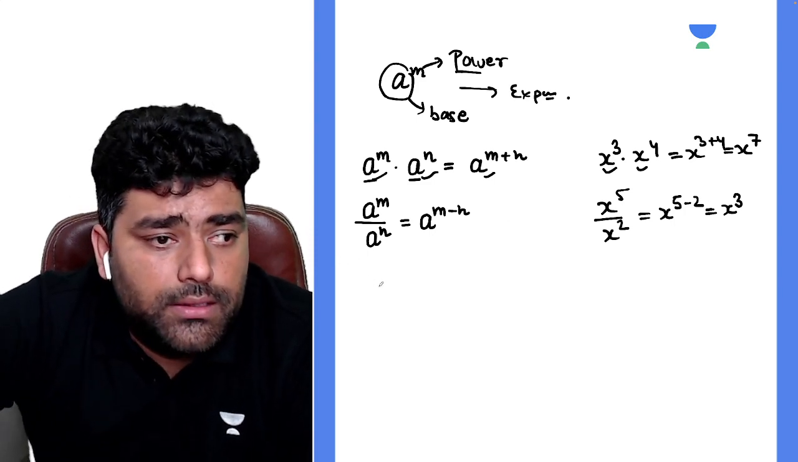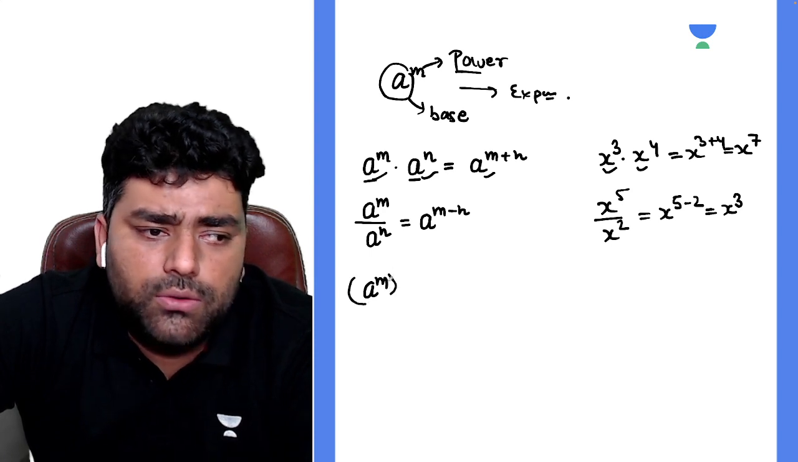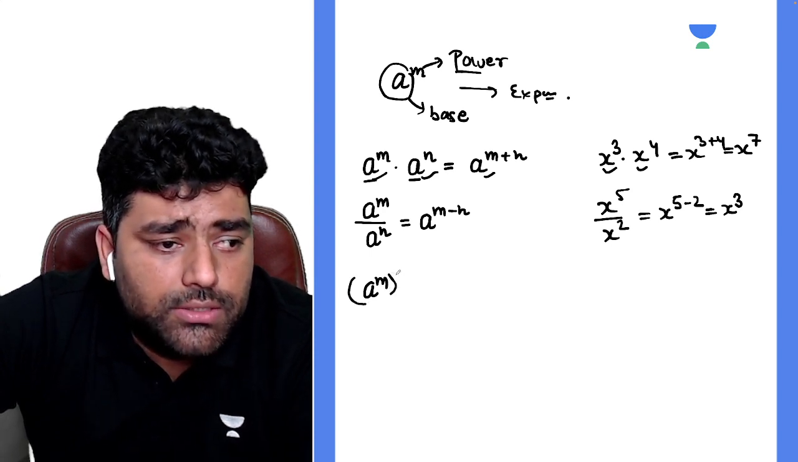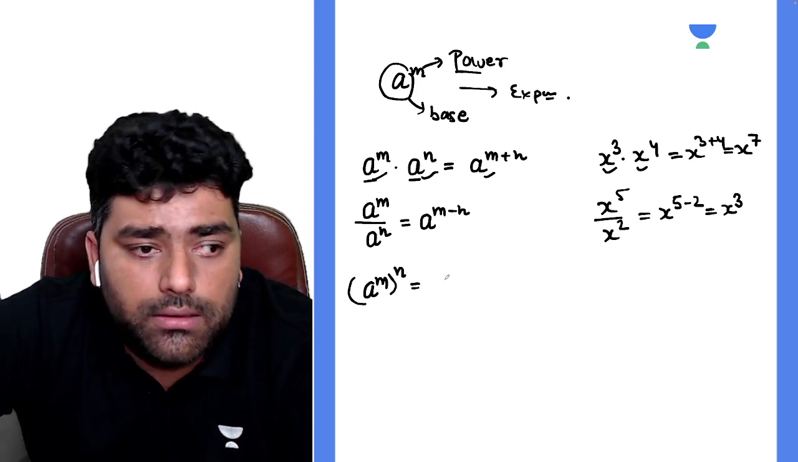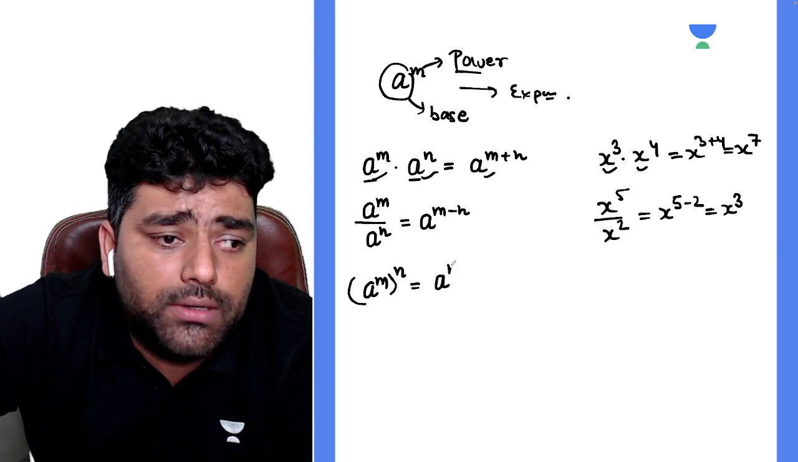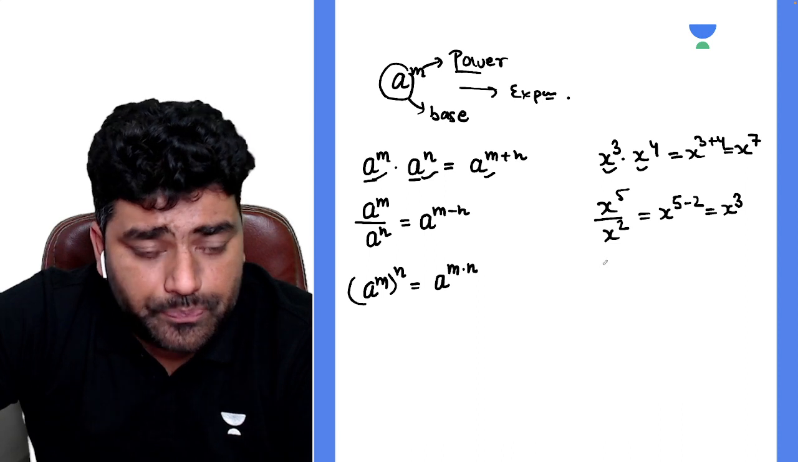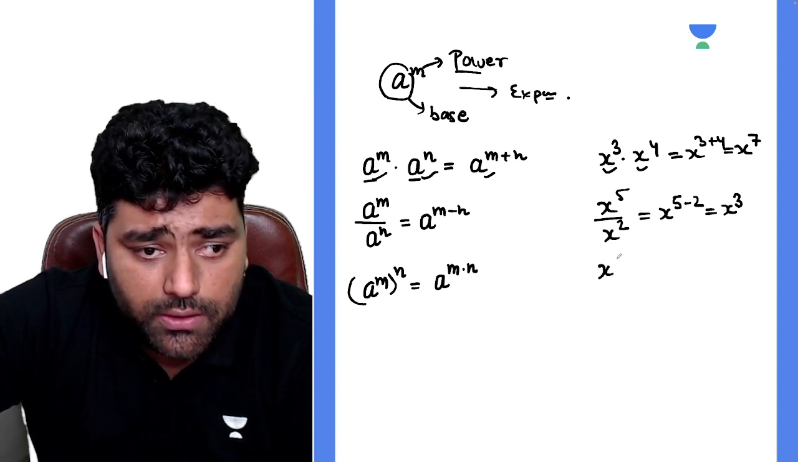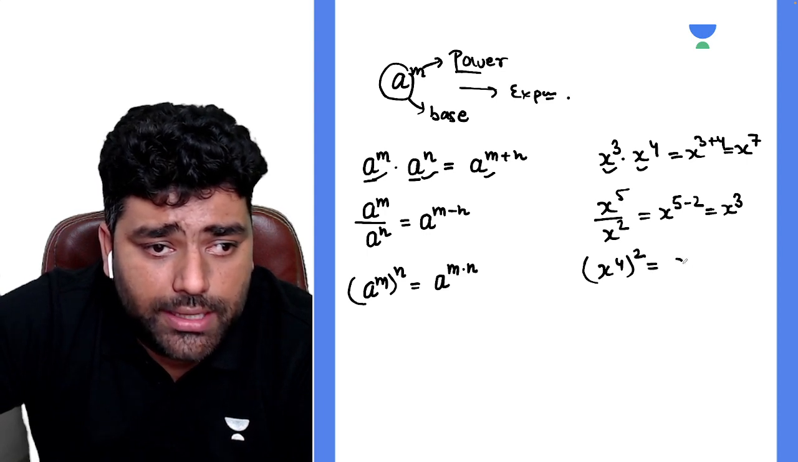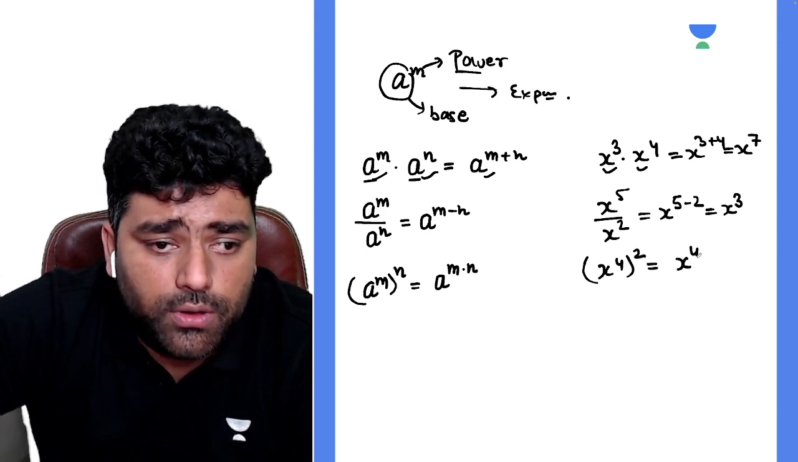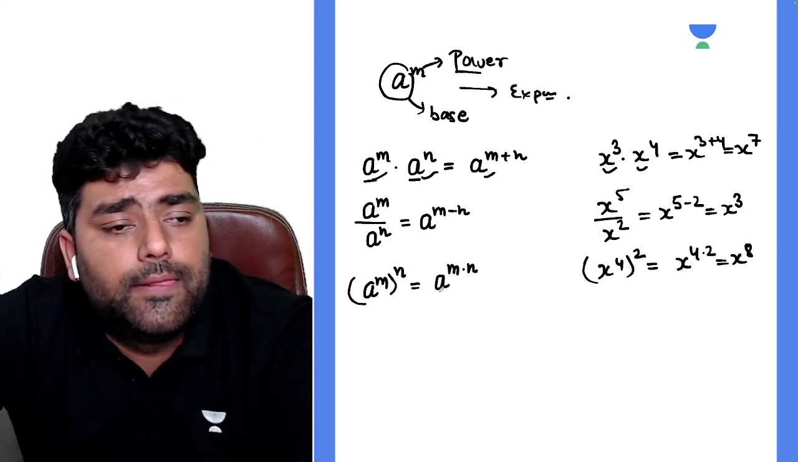Okay. Now the third rule is a to the power m, to the power n, that we call the power to the power, right? So that is equal to a to the power m times n. Suppose you have x to the power 4, to the power 2. So this is going to be x to the power 4 multiplied by 2, that is going to be x to the power 8. Okay.